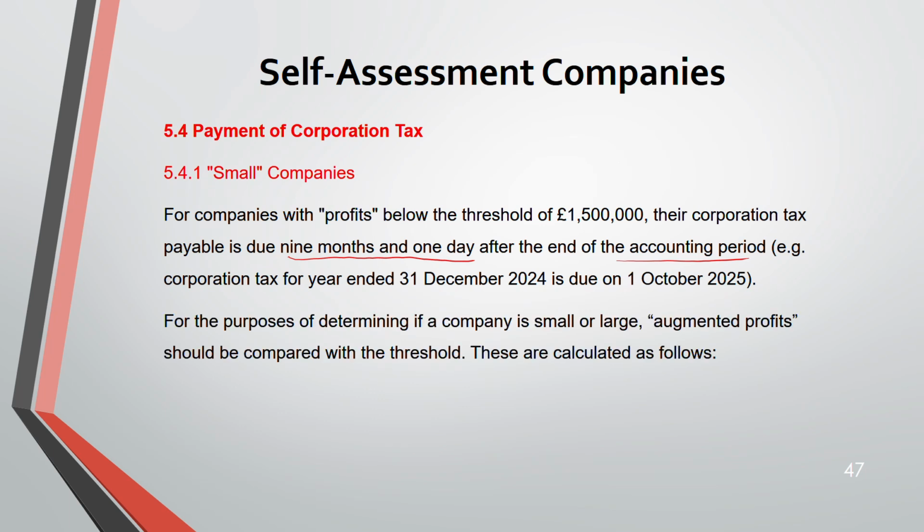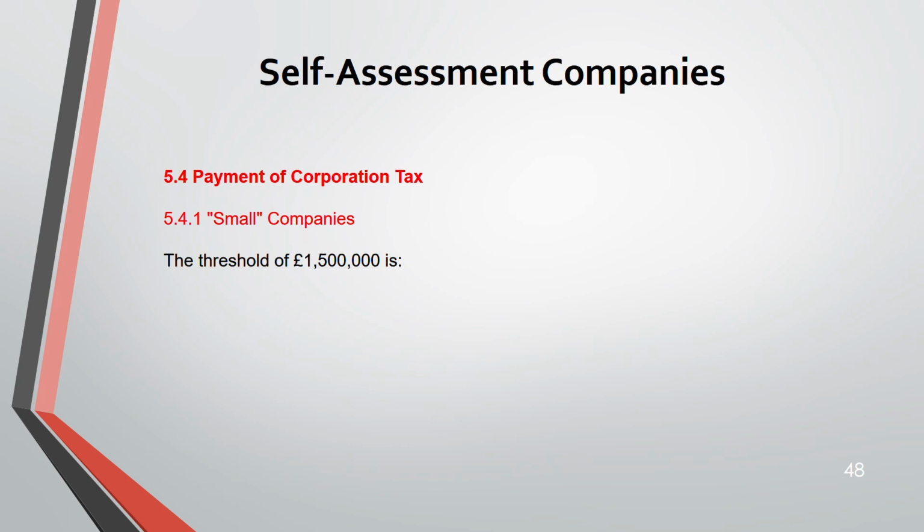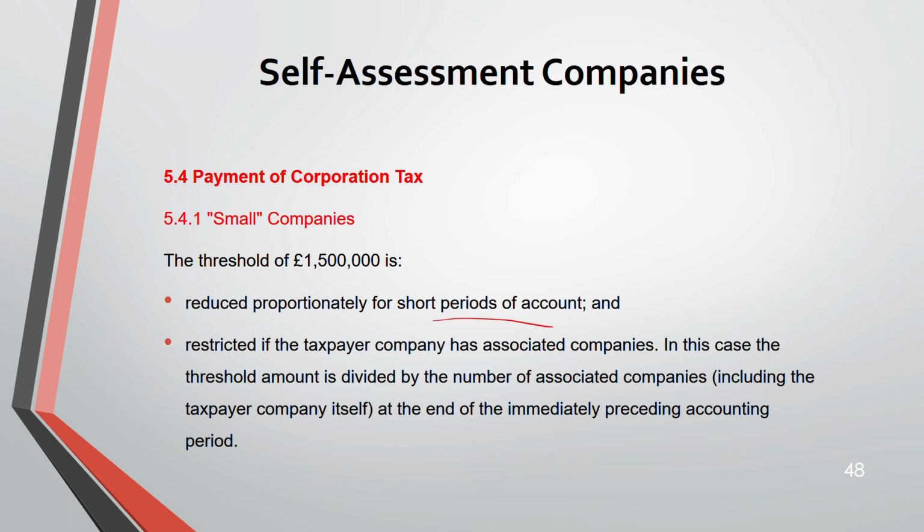For the purpose of determining small or large, what should you compare with this 1.5 million threshold? Your augmented profit. This is calculated like this: TTP plus non-group dividend income is your augmented profit. This you know. Now, the threshold is 1.5 million. This threshold can be reduced if you have a short period of account or associated companies. Two things: short period of account or associated companies.